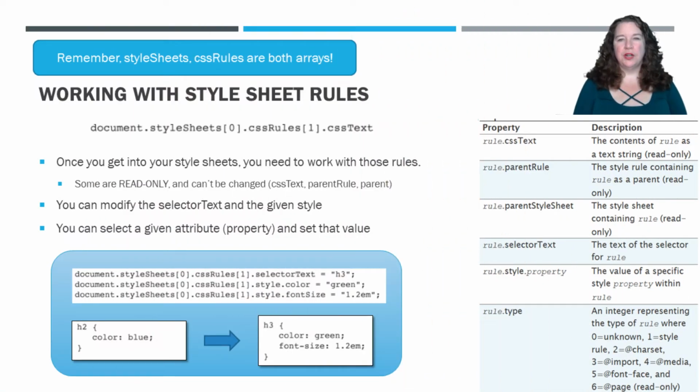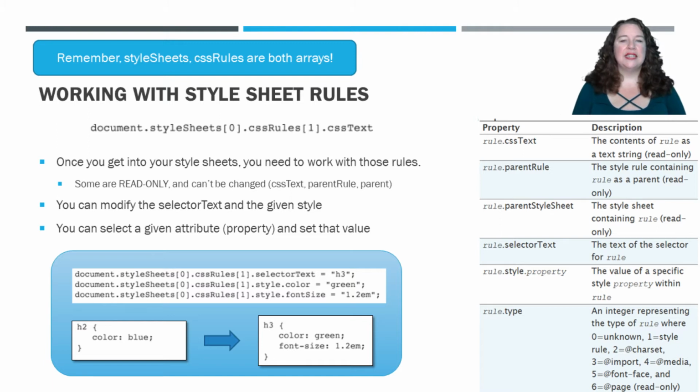When we want to work with our different rules, our style sheet rules are our CSS rules. You already know these. Remember, when we look at style sheets or when we look at the rules inside of a style sheet, they're both arrays. So the example that we have here, we have referenced an individual element of the style sheet array, in this case, the 0 style sheet. You can choose to pick specific style sheets to use. The rules are also in an array. So in this case, this is the second rule, or the one at index 1.